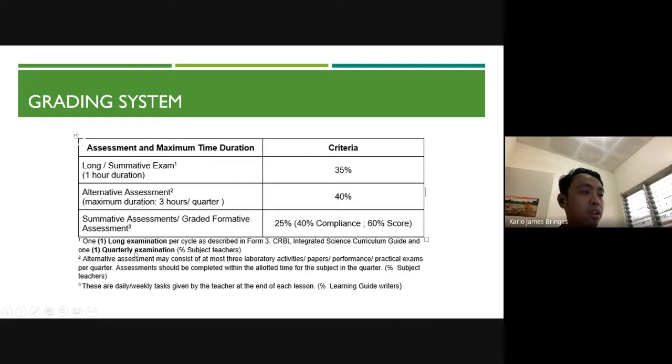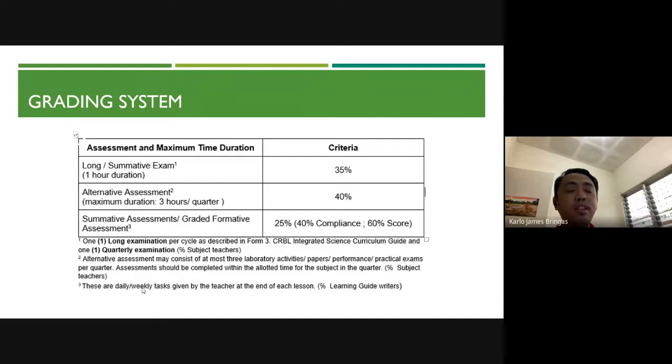So take note, you'll always have one long exam per quarter as described in our CRBL. Alternative assessment, I've already mentioned. So some lab activities might be given to you, papers, performance, practical exams, long quizzes, and the like. And finally, the summative assessments, these are the daily or weekly tasks that I'll be giving you at the end of each lesson. So that is how our grades will be computed for each quarter.